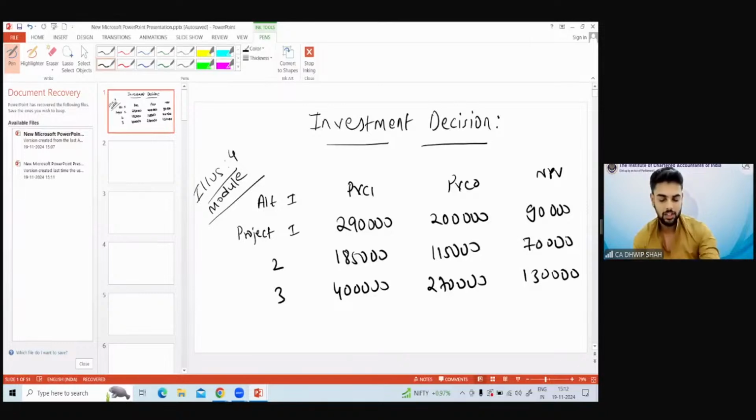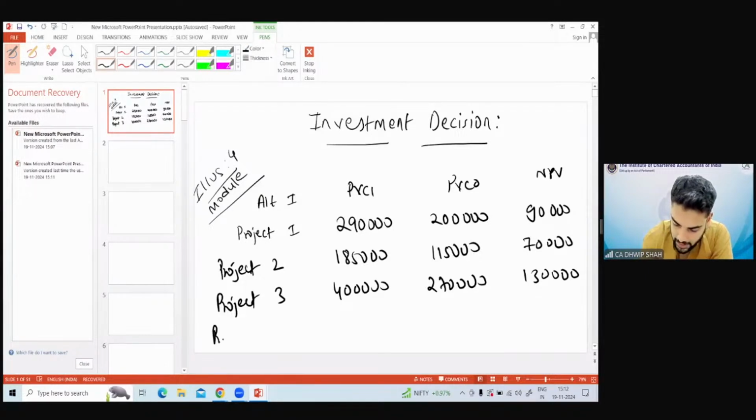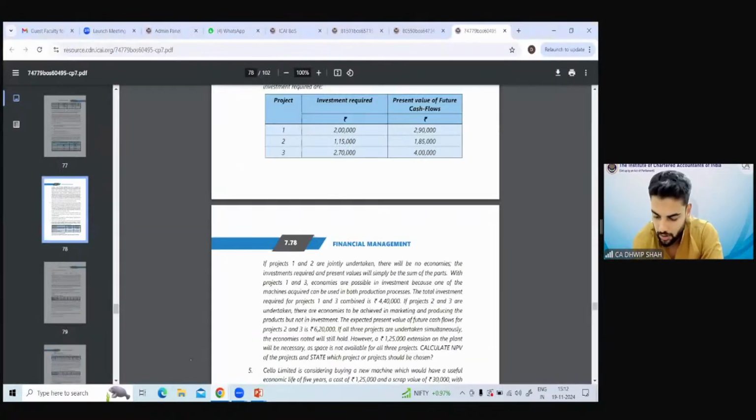Okay, any doubts still here, friends? Do you have any queries still here? Now if project 1 and 2 are taken together, let's see if there are any economies or not. The question says if project 1 and 2 are jointly undertaken, there will not be any additional benefits. There will not be any additional economies or savings. The investment amount will be just the sum of both the projects.